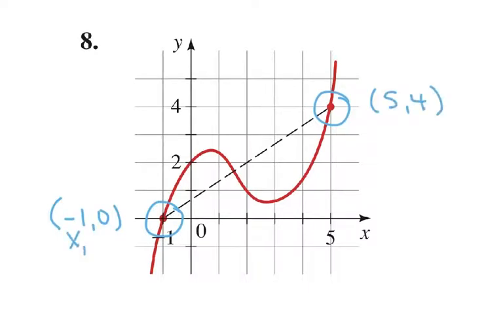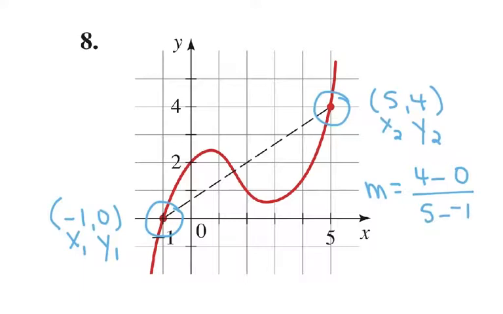So if I call this x1, y1, and I call this x2, y2, then I can find the slope, or the average rate of change, by doing y2 minus y1 over x2 minus x1. Watch out for those double negatives when you're doing the slope formula. So you get 4 over, this becomes a plus, 6, which reduces to 2/3.